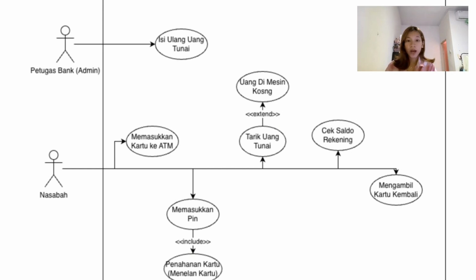The main flow of user interaction is as follows: insert card, enter PIN, withdraw cash or check balance, retrieve card. Meanwhile, the refill cash process is performed separately by the bank office to ensure that the ATM remains functional.